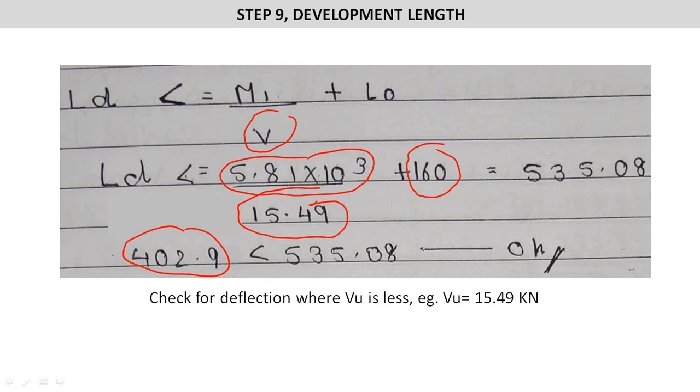So we have found that the value of LD is less than 535.80. So it is okay. So check for deflection where VU is less. Where VU is less, at that point we have to check the development length. It says that the requirement of development length is okay, so we don't have to provide any additional length for the development between two reinforcement.